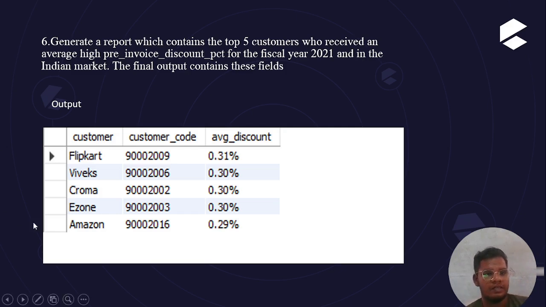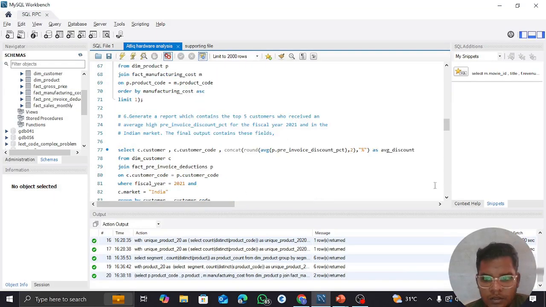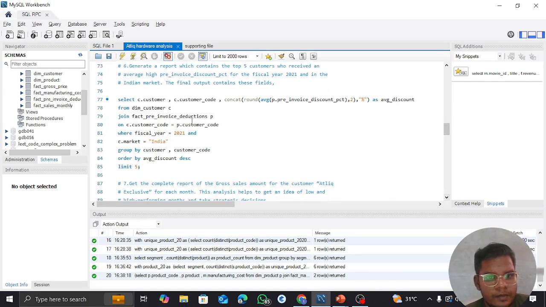Okay, that's the thing we are going to see. Flipkart, Vivek's, Croma, Ezone, Amazon have discount percentages of 31, 30, 29. Let's see the query section. See, customer code, and then here we'll calculate the average pre-invoice discount percentage, right? The average percentage of the pre-invoice discount. That's it.